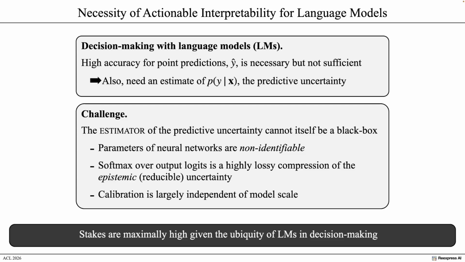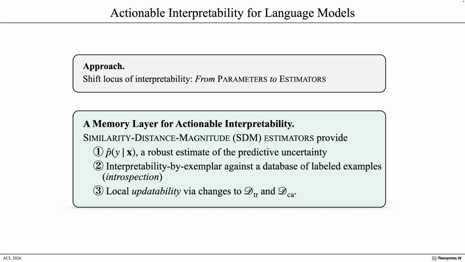And finally, calibration is an unusual property in that it is largely independent of model scale. Just increasing the model size is not sufficient for improving calibration, and it's not just a theoretical concern. The stakes are high given that language models are already being used for real-world decision making.